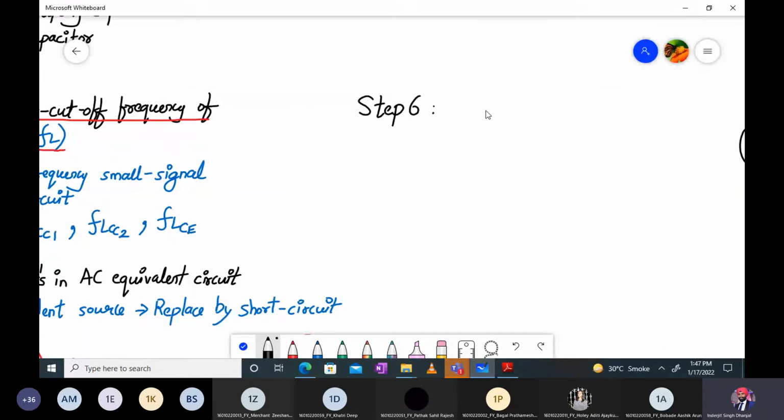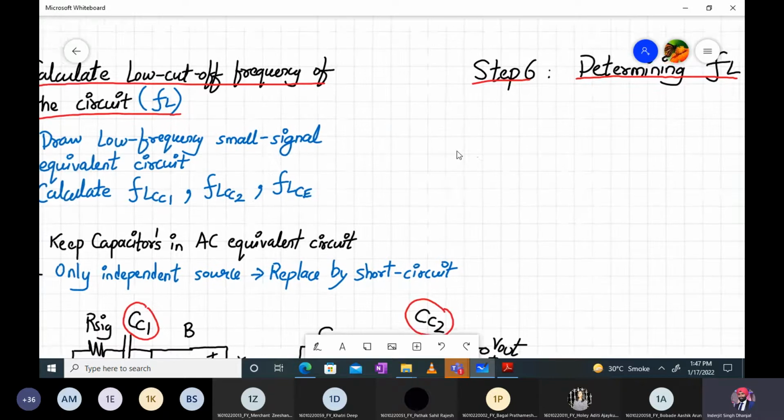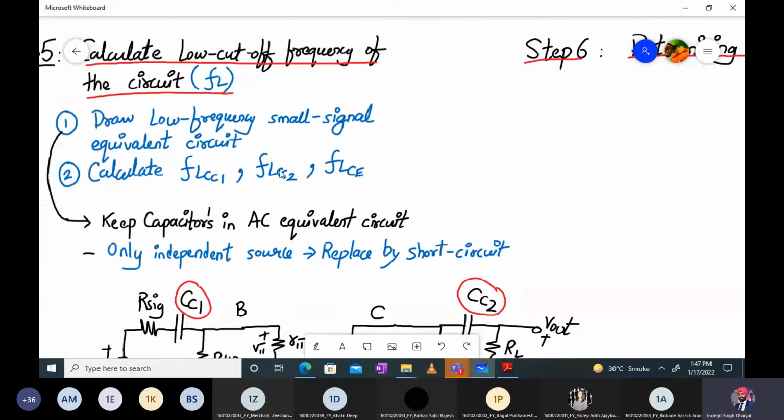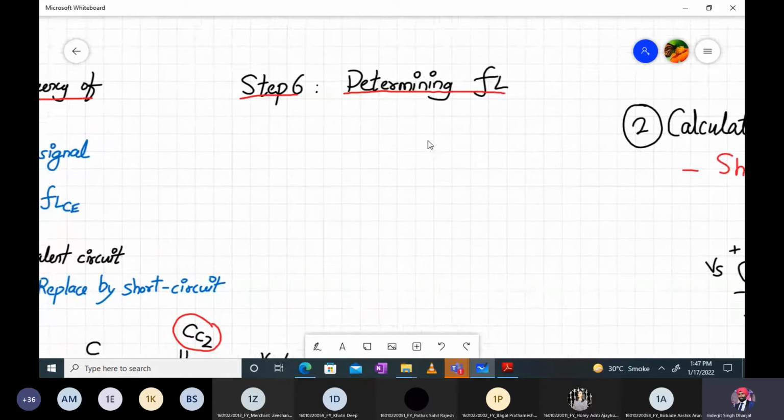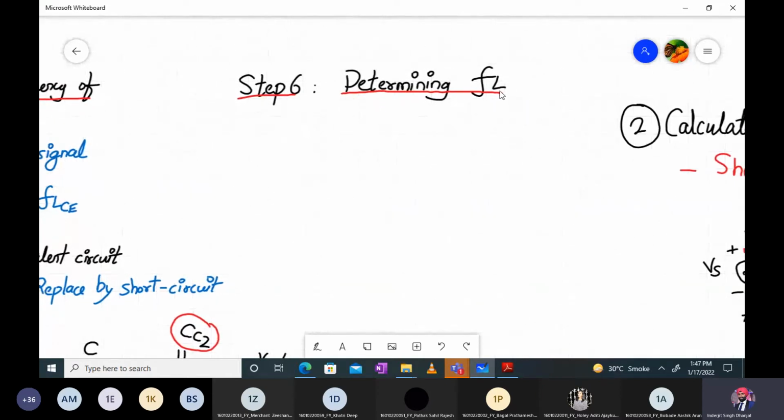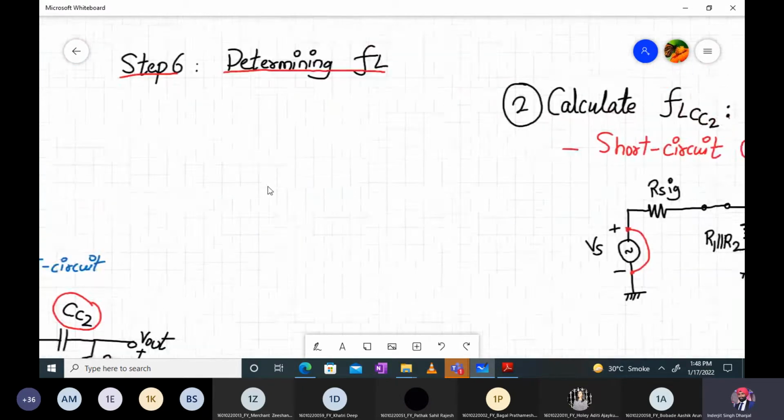Step number 6 is determining FL. Now you will say we are calculating FL only. No, you were actually calculating the individual lower cutoff frequency due to the input coupling capacitor CC1, output coupling capacitor CC2 and bypass capacitor CE. Now we have to determine what is the actual FL value. Okay, so how do we determine that? How do we determine this FL?